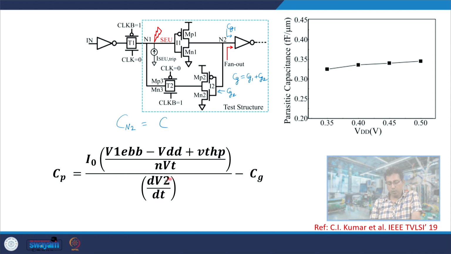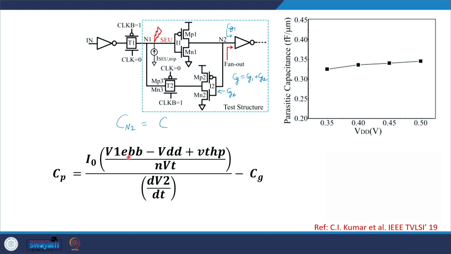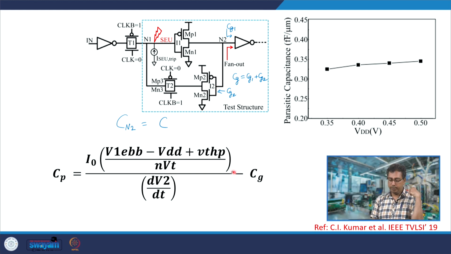In this way, once we know the value of V1ebb for a few values of fan out load, we know the value of V1 and we know the values of Cg1 and Cg2. If we extract these two out, then one can obtain the value of parasitic capacitance Cp and write down Cn2 as Cg plus Cp, where Cg is Cg1 plus Cg2. So if one changes Cg1, one can estimate the new value of Cn2. From the new value of Cn2, we can again obtain the new value of V1ebb.